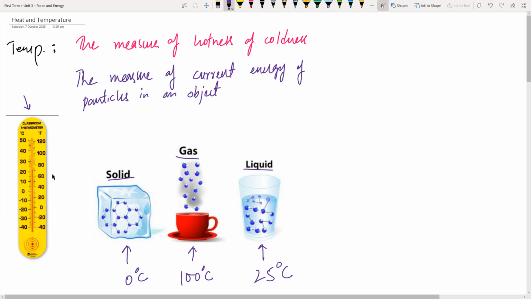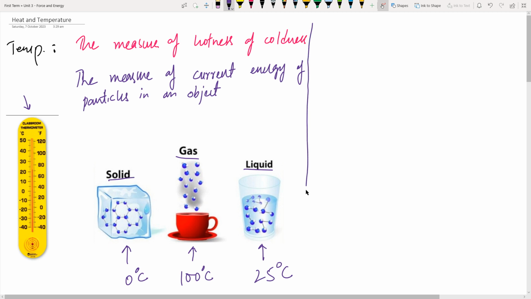Okay, when we talk about temperature, we say that it is again the measure of the current energy of the particles. That means the more the energy, the higher the temperature is going to be. The less the energy, the lower the temperature is going to be. Or conversely, we can relate the temperature with the energy of the particles. Now, this thermometer is a device. I'm going to write this down. So, what's a thermometer?